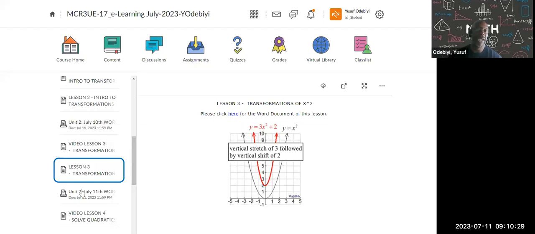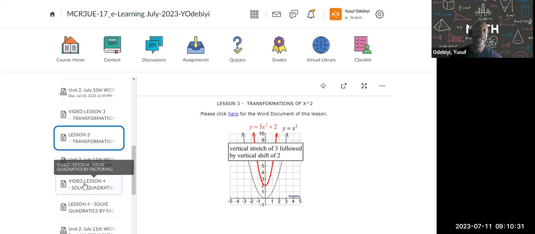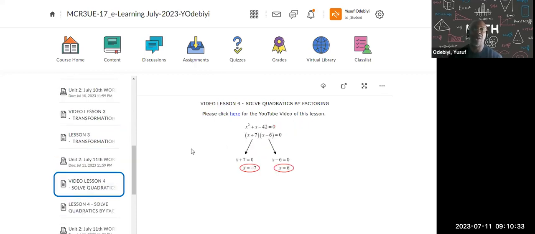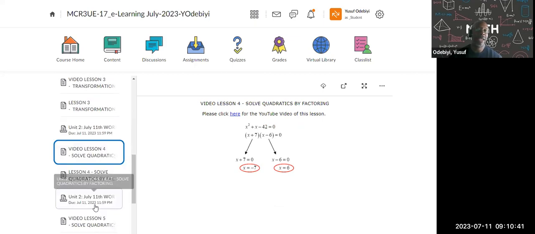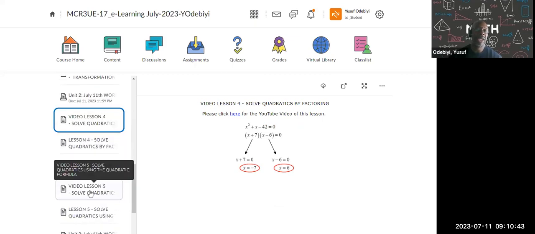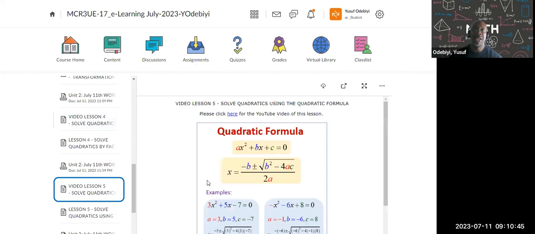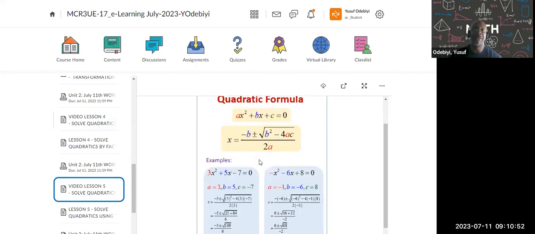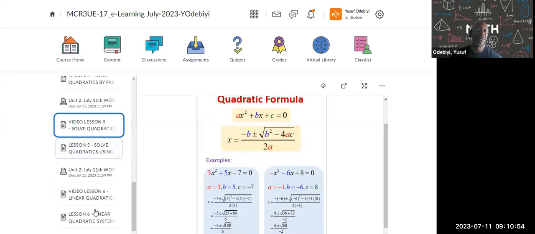Oh no, sorry, this is a PDF, my bad. And then this is solving for the x-intercepts of a quadratic. And then this one here would be using the quadratic formula. If you can't find factors, you can use the quadratic formula to figure out the answer.